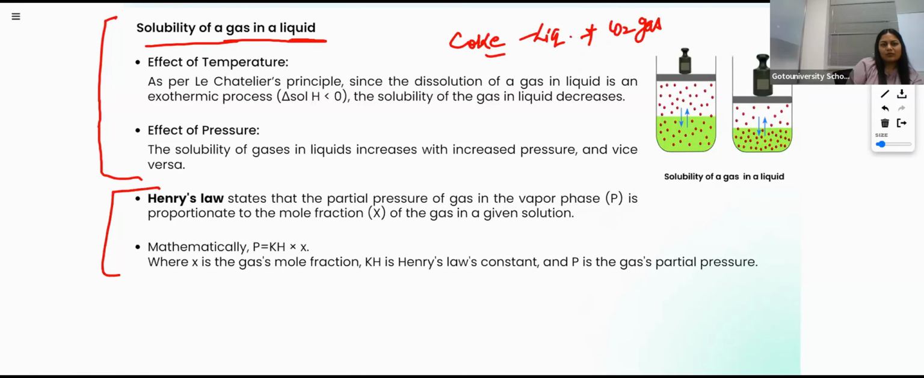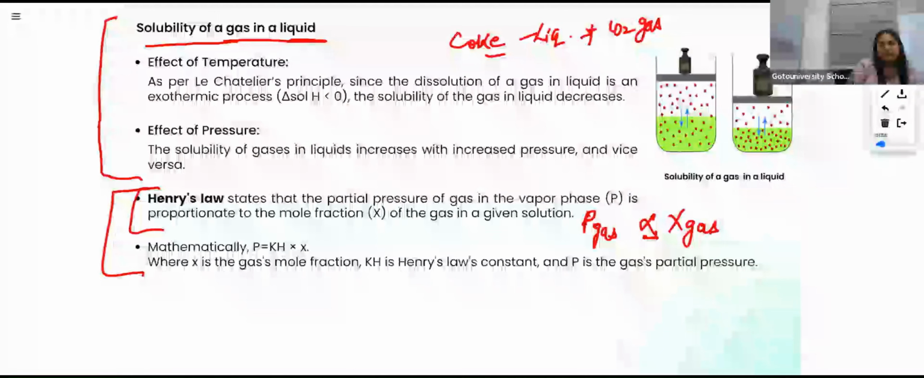There comes a very important law, that is Henry's law, okay, which states the partial pressure of gas in the vapor phase, that is P, is proportional to the mole fraction. Henry's law is asked in the exam very often. What is actually Henry's law? I'm writing it here. It states that partial or vapor pressure, or say partial pressure of a gas, is directly proportional to the mole fraction of a gas.